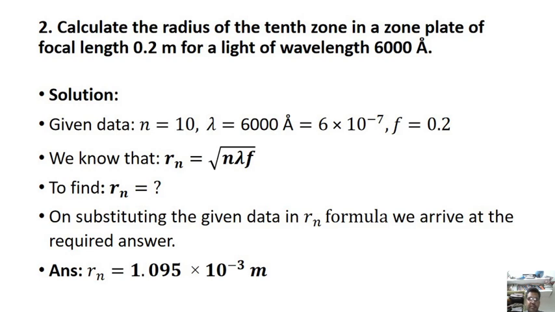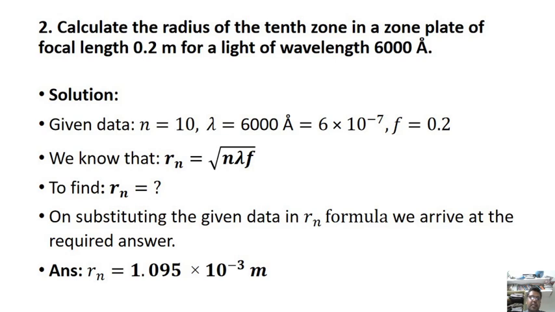What is given here? n is given, that is 10, the 10th zone. Lambda is the wavelength, that is 6000 angstrom, which in SI is 10 to the power of minus 10 meter, so we can write it as 6 into 10 to the power of minus 7 meter. The focal length is 0.2 meter, also given in SI unit.